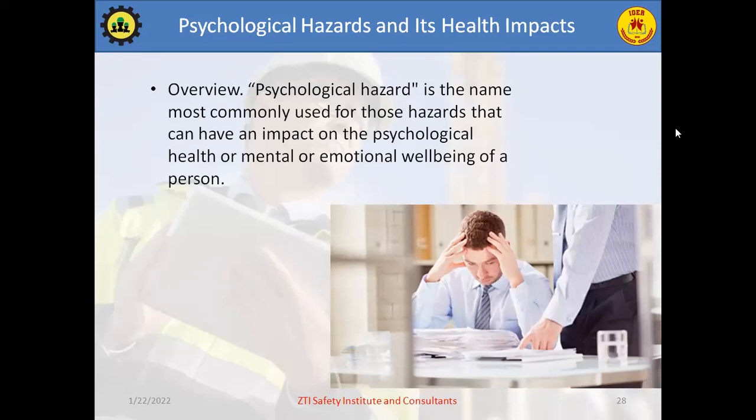Because whenever you go to the workplace, whether it is an 8-hour or a 12-hour workplace, you are spending most of your daily routine, your daily life, in your office. So that office, that workplace, that organization should be free from all these psychological hazards. It is the term most commonly used for those hazards that can have an impact on the psychological health or mental or emotional well-being of a person.